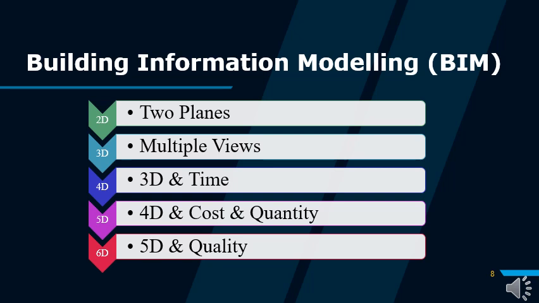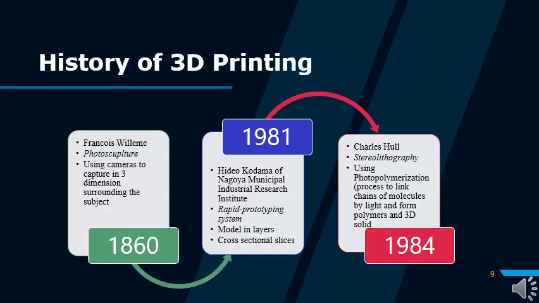Under BIM, there are different dimensions from 2D to 6D. 3D is related to multiple views, while 2D is only two-pane views. Actually, 3D printing history goes back further than you may realize. There were attempts in the 1860s to make three-dimensional sculpture from photographs, about producing photographical maps.